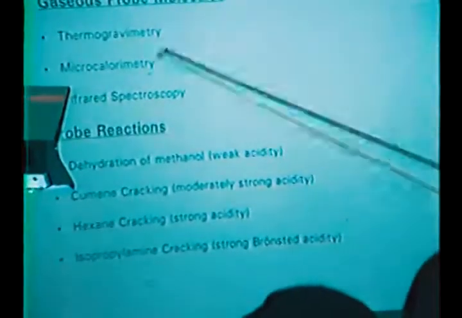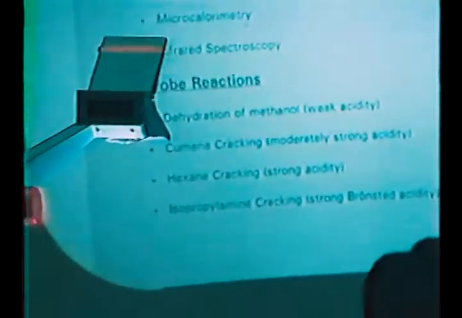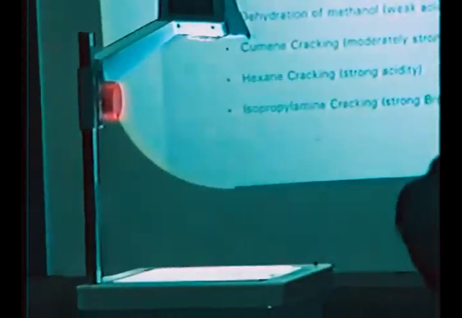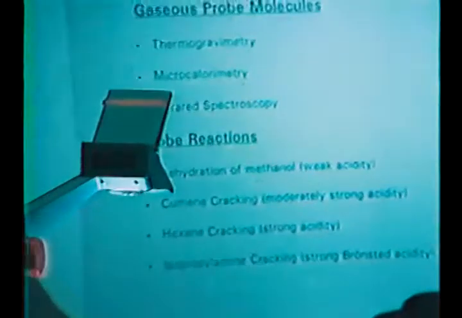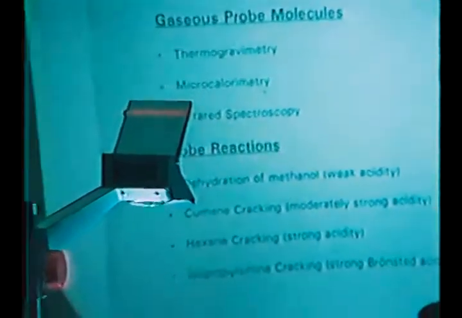The other general category of approaches deals with using gaseous probe molecules, and that's a very popular approach, and thermogravimetry has been tried quite extensively. Microcalorimetry has been used more recently to generate a very detailed profile of the strength distribution based on heat of adsorption following dosing the surface with pyridine, for example. And obviously infrared spectroscopy, which is able to discriminate for us between Bronsted and Lewis acidity.